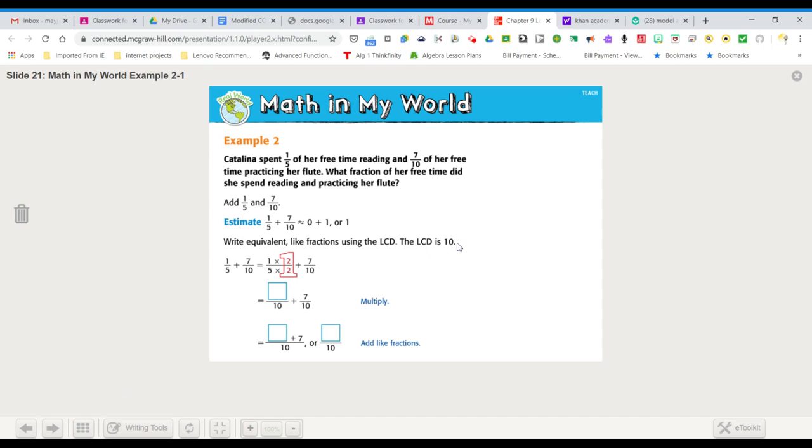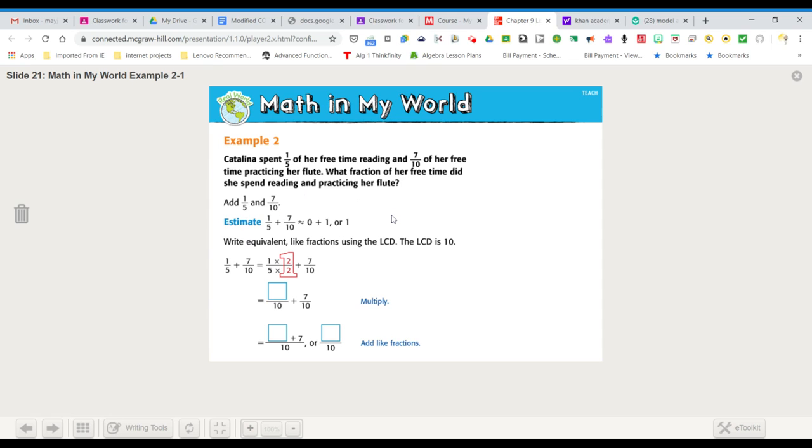Example 2. Catalina spent 1/5 of her free time reading and 7/10 of her free time practicing her flute. What fraction of her free time did she spend reading and practicing her flute? So we're looking for her altogether time again. So we're adding. Notice there's a 5 and a 10, different denominators, so we can't add those yet. They have to be the same.